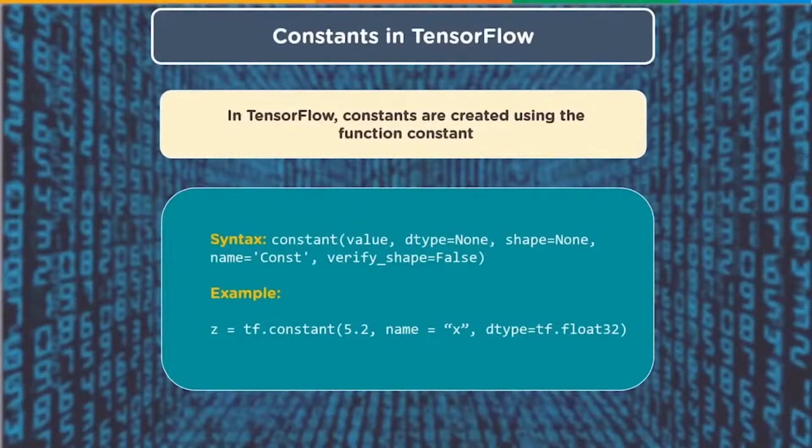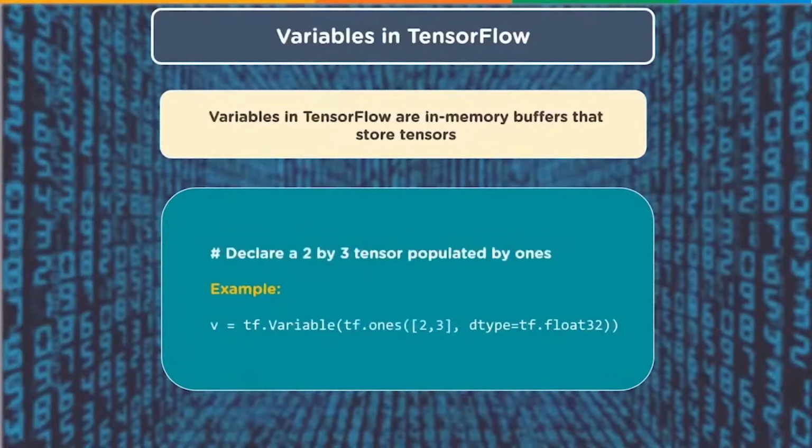And you can see here we do z = tf.constant(5.2, name='x', dtype=tf.float32). That means that we're never going to change that 5.2. It's going to be a constant value. And then we have our variables in TensorFlow. Variables in TensorFlow are in-memory buffers that store tensors. And so we can declare a 2x3 tensor populated by ones. You could also do constants this way, by the way.